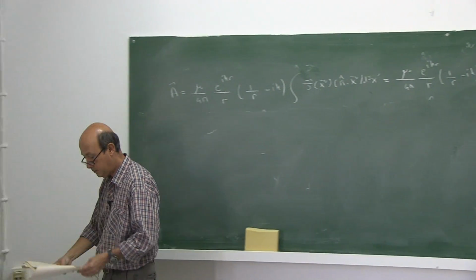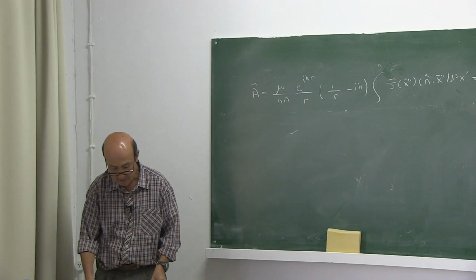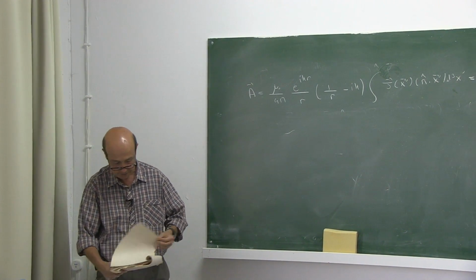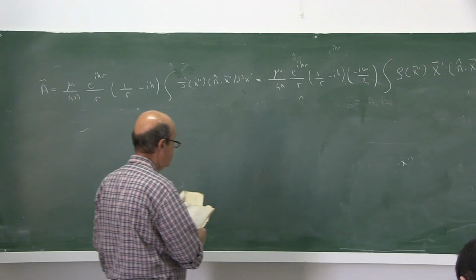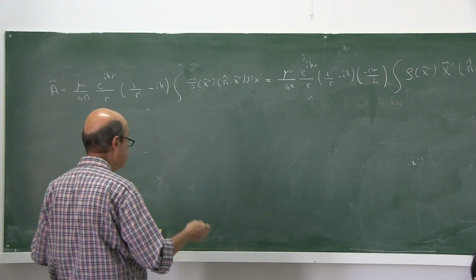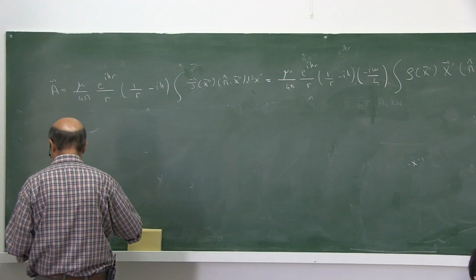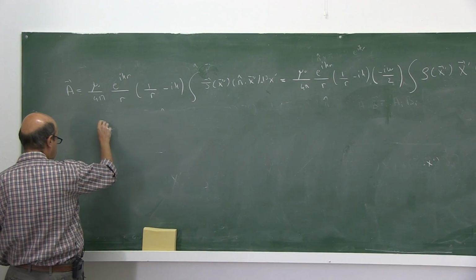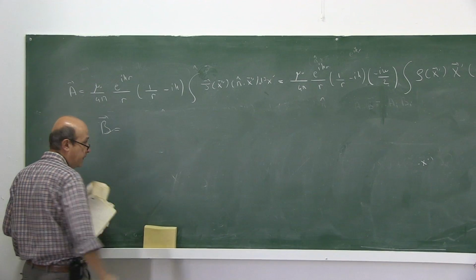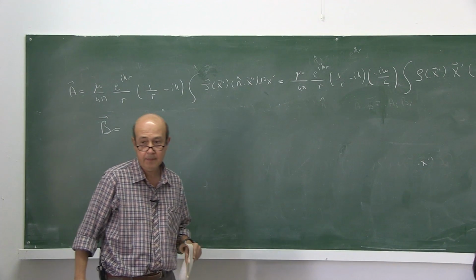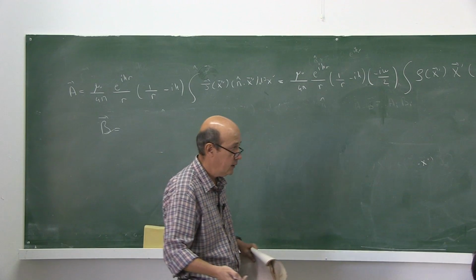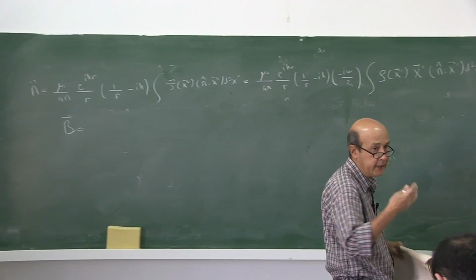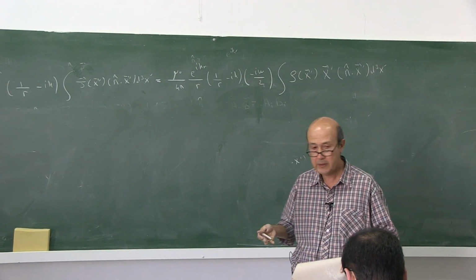So we have a vector potential. What are our footsteps here? What are our footsteps? So we have the vector potential. We can calculate the B, the magnetic induction, and H, taking the curl of the vector potential.